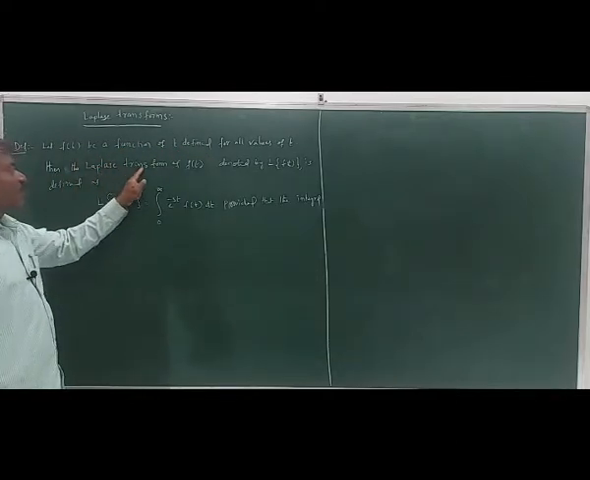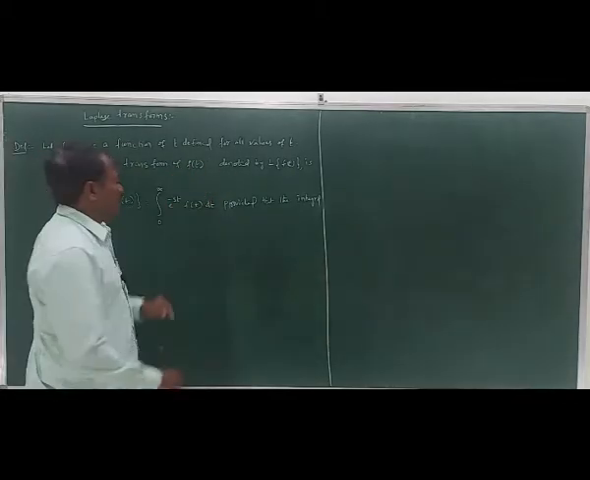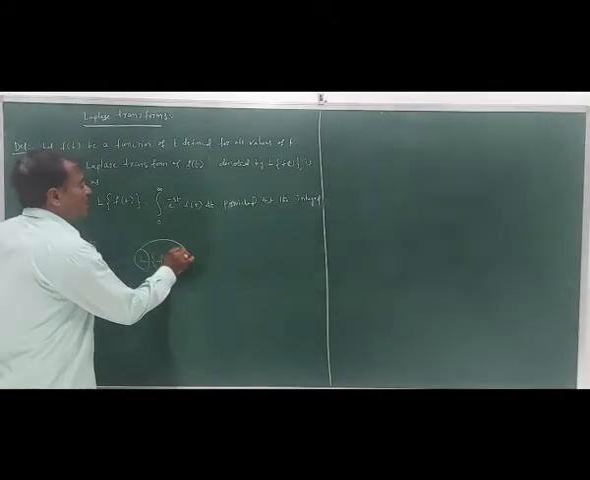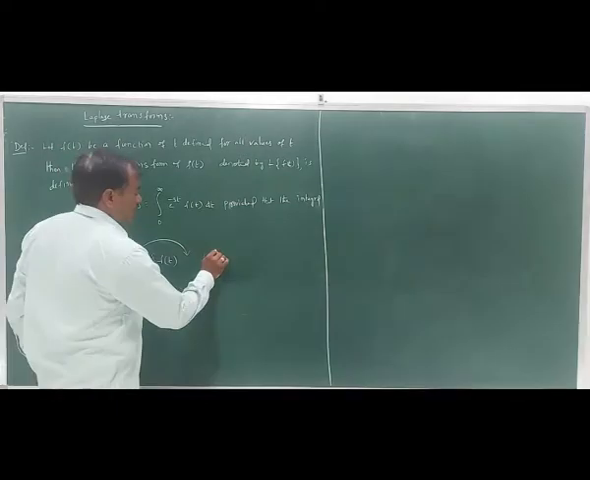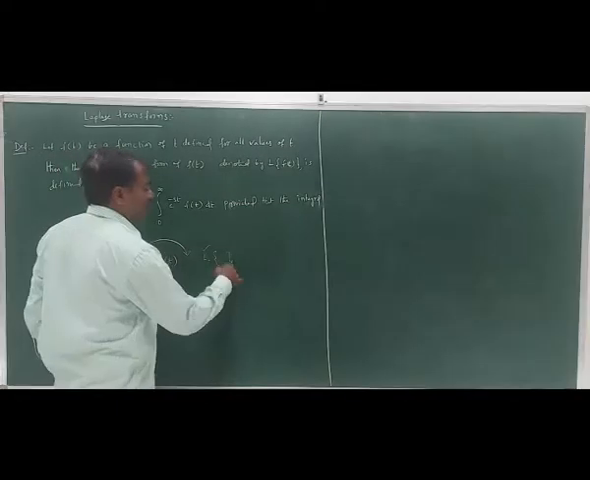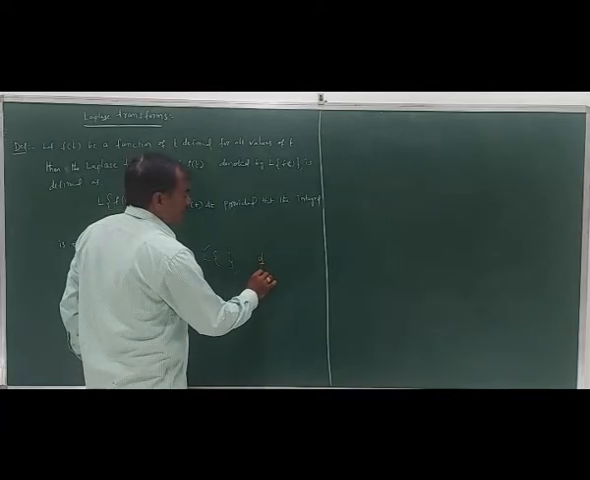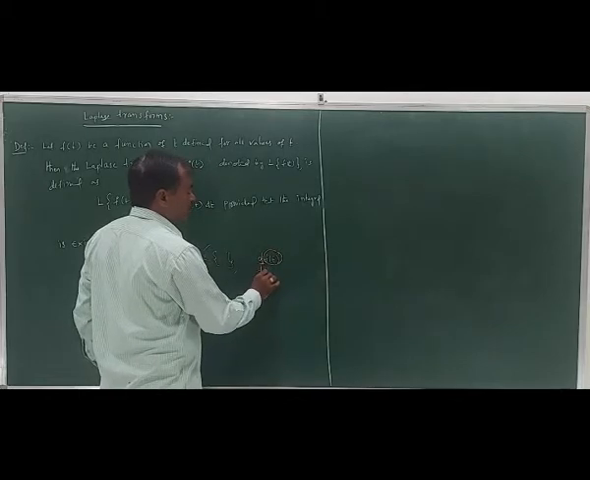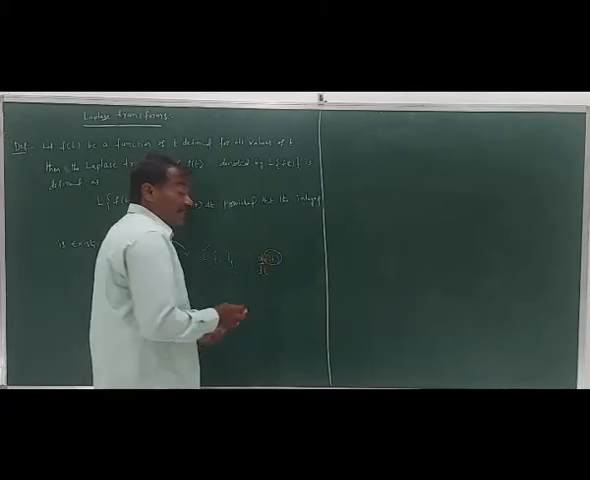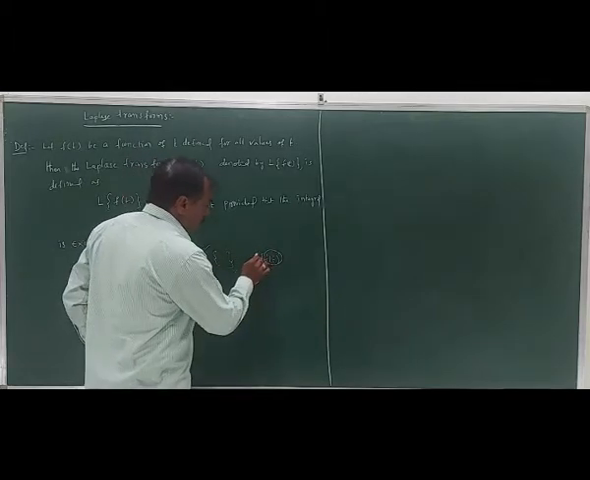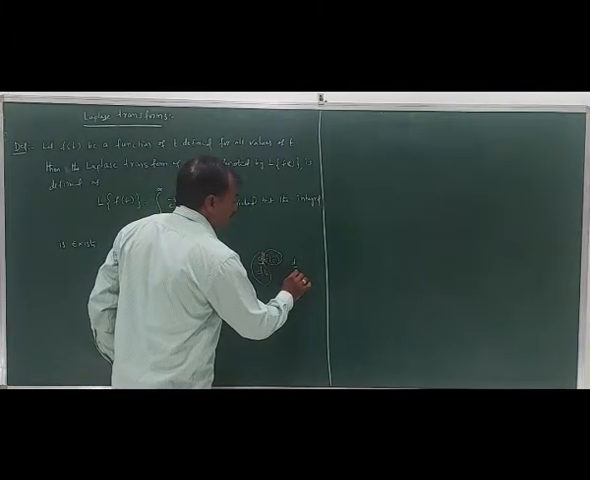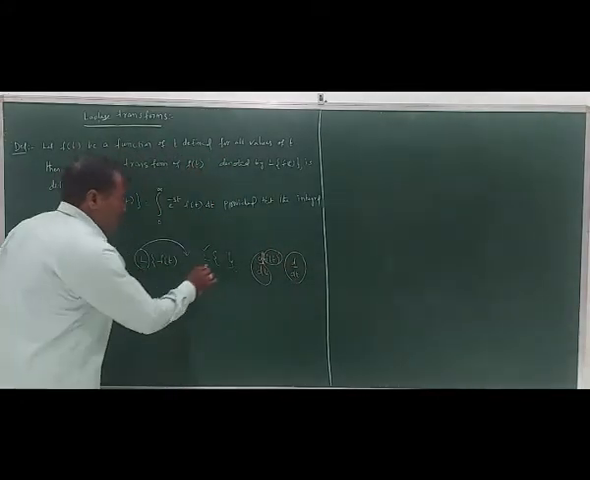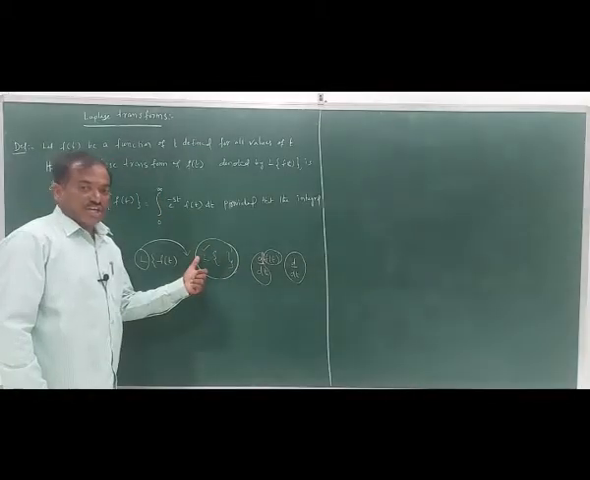Then the Laplace transform of f of t is defined by L of f of t. What is this L? This is the operator. In differentiation, d by dx of f of t means differentiation of f of t with respect to t, so here the differentiation is denoted by this symbol. What is this symbol? d by dx or d by dt. This is called the differential operator. Similarly, L is the Laplace transform operator.